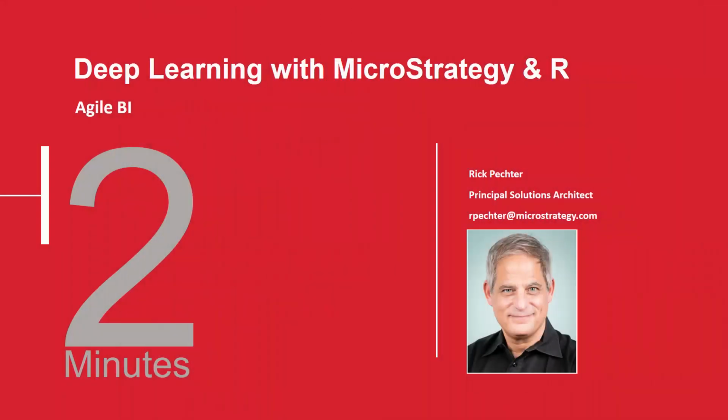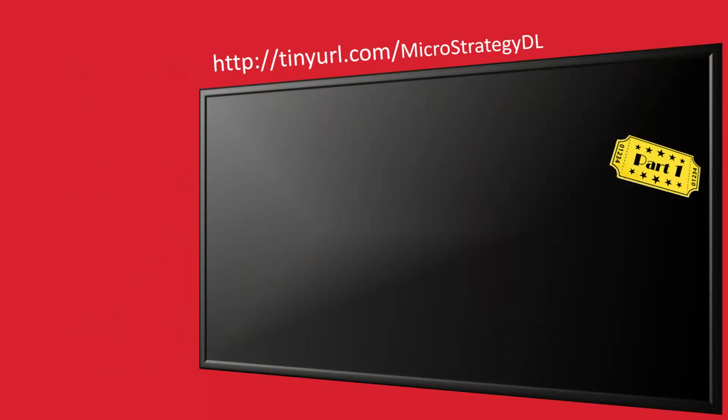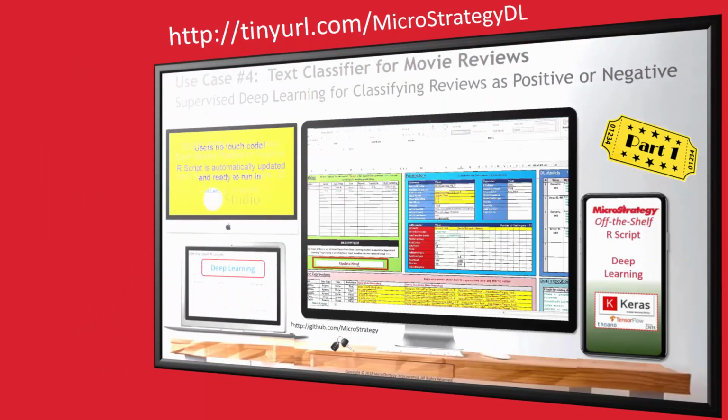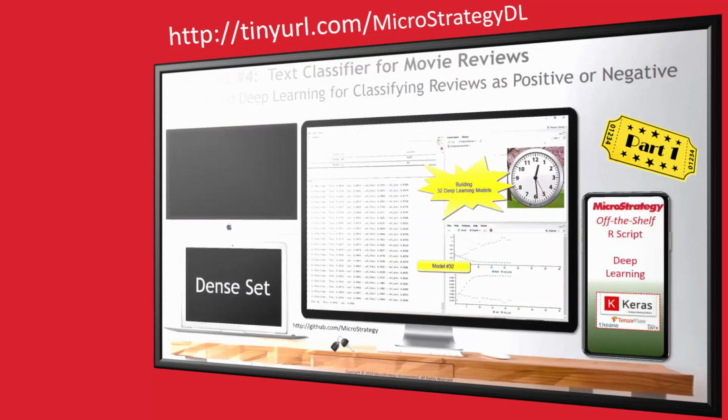Welcome to this 2-minute video on deep learning with MicroStrategy in R, Part 2. In Part 1, we built a text classifier with the goal of predicting movie reviews for their positive and negative sentiment. We actually built a bunch of deep learning challenger models and let them compete to be the best.